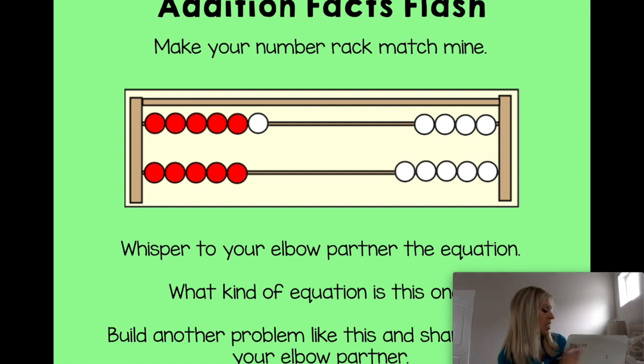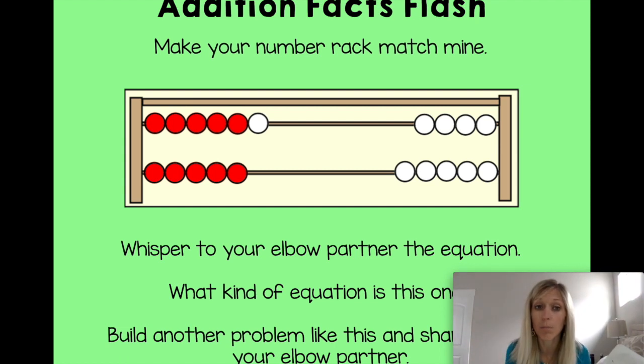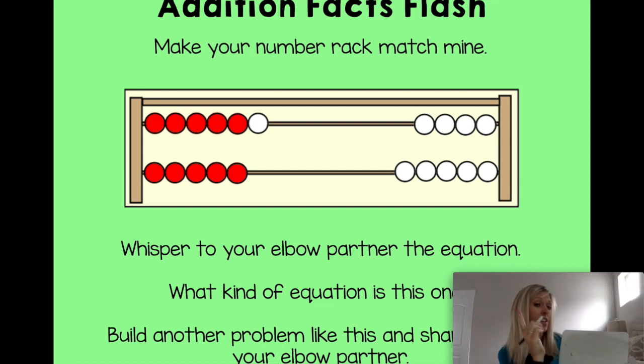Okay, do you see how the reds are doubles? They're the same. So we have how many red on the top? Okay, how many red on the bottom? Okay, let's write that in an equation. You said we had 5 red on the top, plus you said we have 5 red on the bottom. But I still see one more white bead. So my equation is not done. 5 on the top, 5 on the bottom, and then I need to add my plus 1.